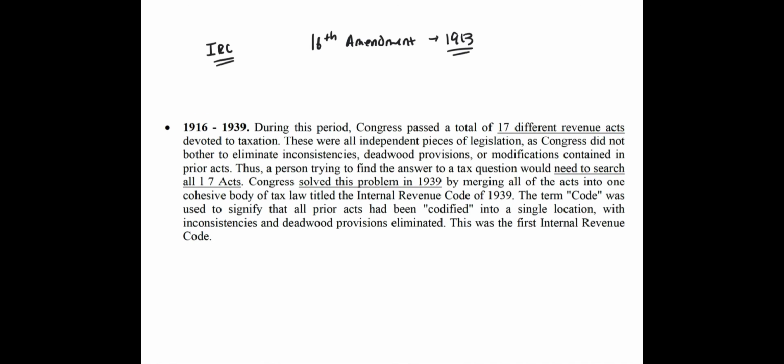So Congress resolves this problem in 1939 by merging all of the acts into one Internal Revenue Code of 1939. So Title 26 of the U.S. Code, our first Internal Revenue Code, is in 1939. Our first U.S. Internal Revenue Code. And basically it took the bill and it put it all together, all the rules.